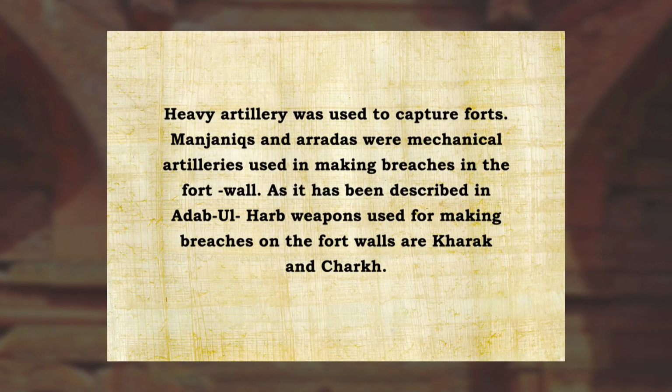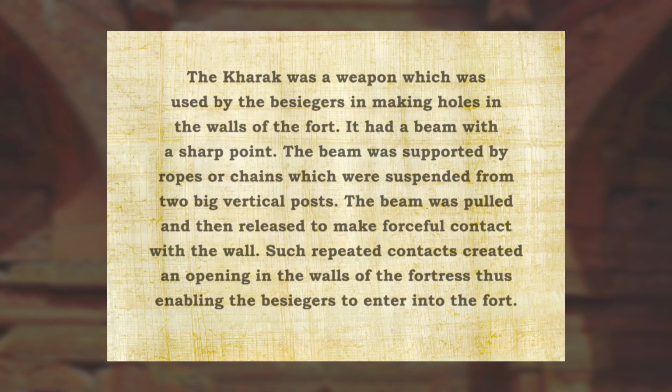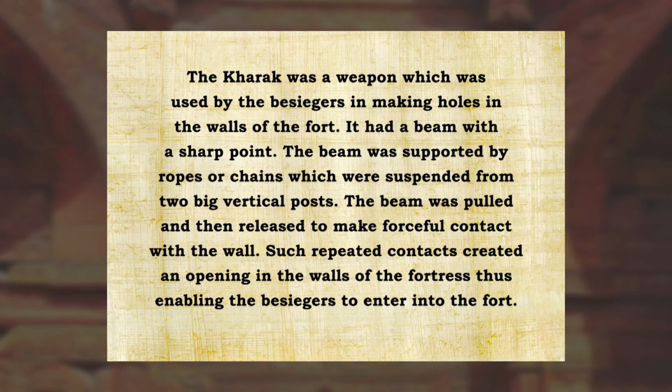Apart from these light weapons which were used by the warriors, we have artillery. Heavy artillery was used to capture forts. The manjaniks and the aradas were mechanical artillery used to make breaches in the fort wall. As it has been described in the Adab-ul-Harb, weapons used to attack the fort were also known as the kharak and the chark. The kharak was a weapon which was used by the besiegers in making holes in the walls of the fort. It had a beam with a sharp point.